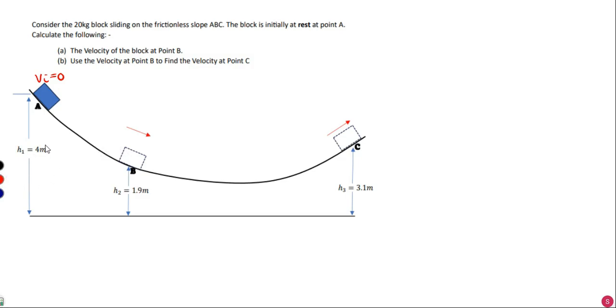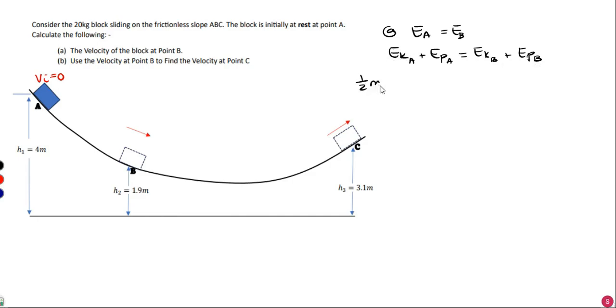So now we can do this in sections. We can see that the block is sliding from point A to point B, so we can use the mechanical energy between those 2 points, because we know that this is an isolated system. The mechanical energy at point A is equal to the mechanical energy at point B, right? Remember, the total mechanical energy of an isolated system remains constant. So we can apply that knowing exactly that it's an isolated system. But remember, the sum of kinetic energy at A and the gravitational potential energy at A must be equal to the sum of kinetic energy at B plus the gravitational potential energy at B.